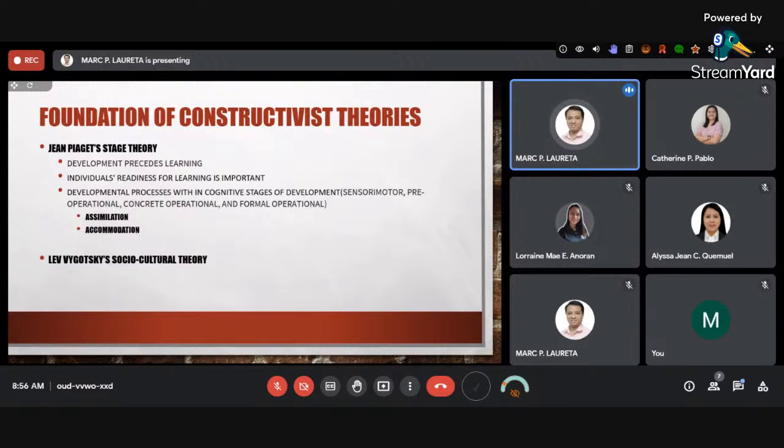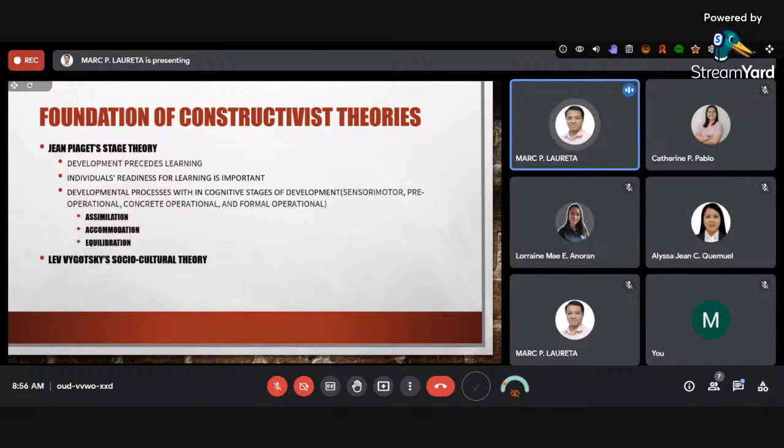The second one is what we call the accommodation process. When the new information and new events are different or deviate from their current mental structure, their current ideas, thinking, and understanding, then the accommodation process will happen, trying to negotiate between new information and existing knowledge, or what we call prior knowledge.